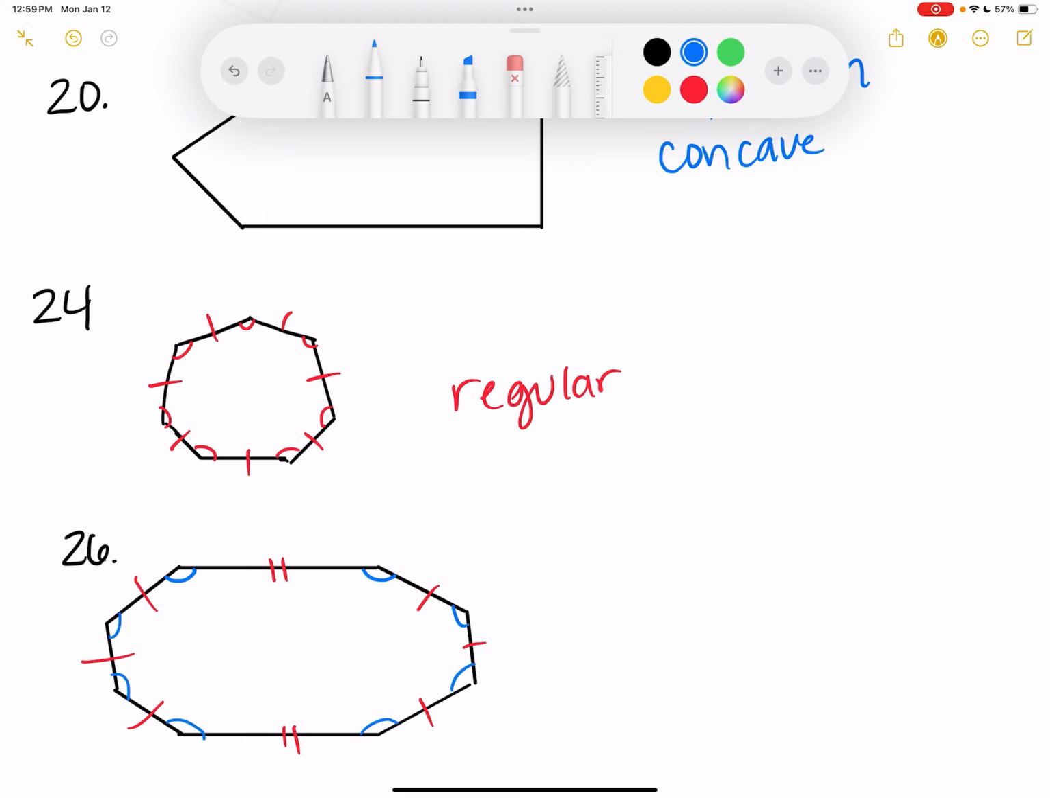All right. Equilateral, equiangular, regular, or neither? Equiangular.